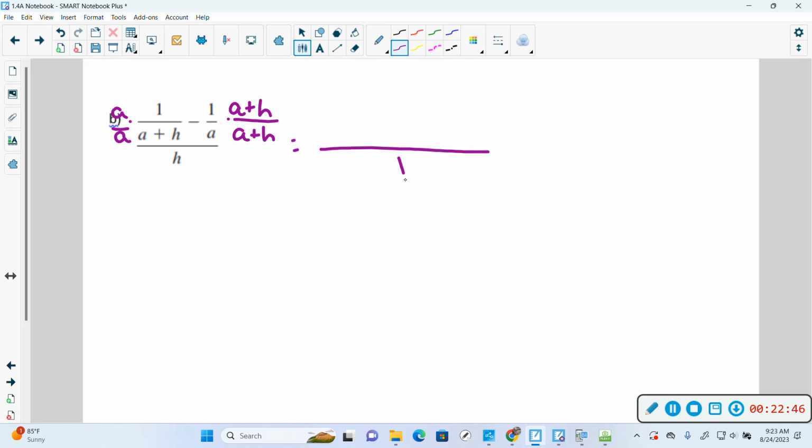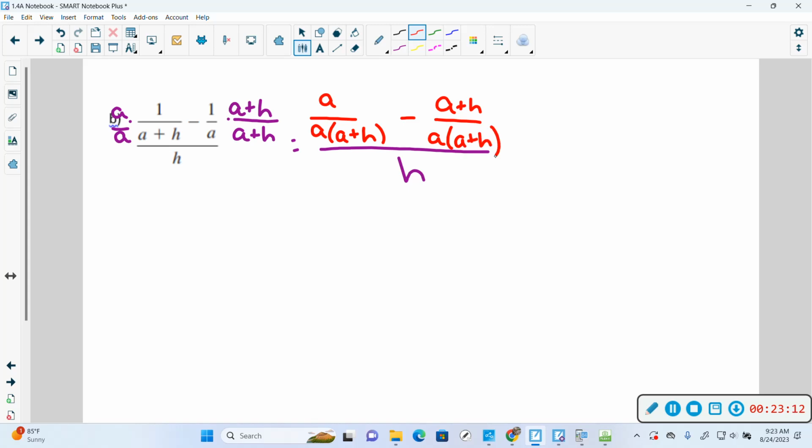I'm just going to leave the bottom for right now. So working on the top, of course. Top's the mess. So I'm going to multiply first, a times 1, a plus h. Up to you if you distribute them or not. I just care that they match. 1 times a plus h. I like that. In the bottom.